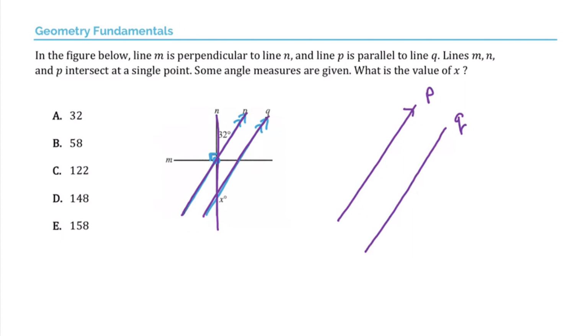Here's P, here's Q. They're parallel to each other, and I'm going to cut them with n, that transversal n. Then I'm going to label, actually let me change my color, I'm going to label that angle as 32.